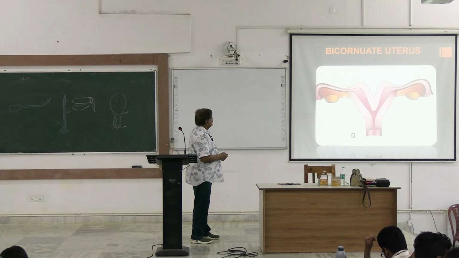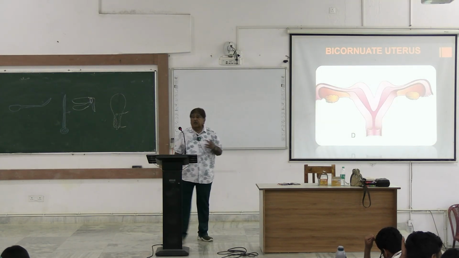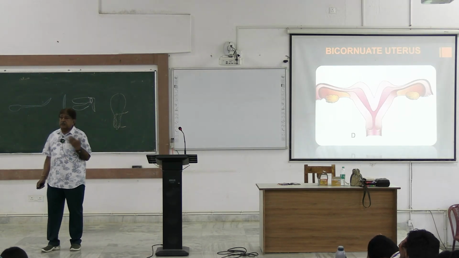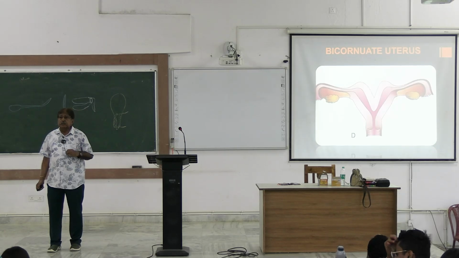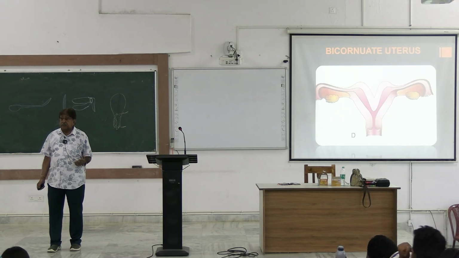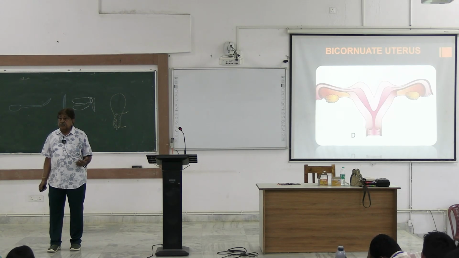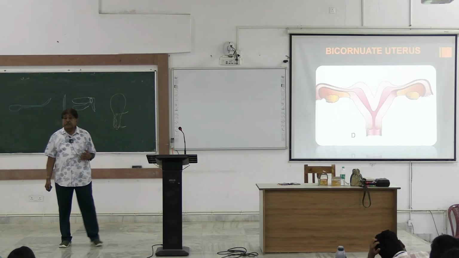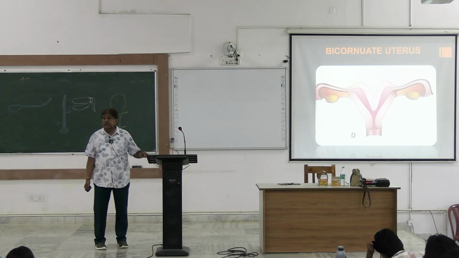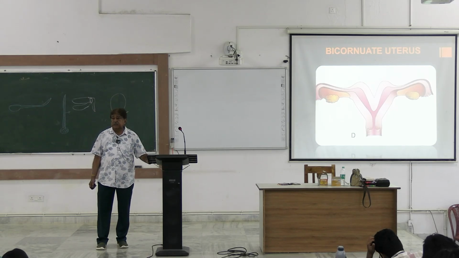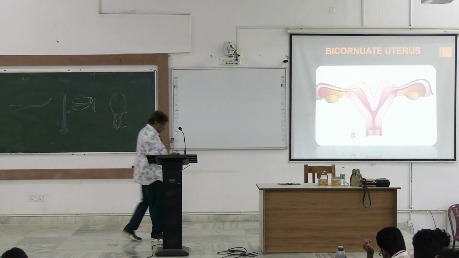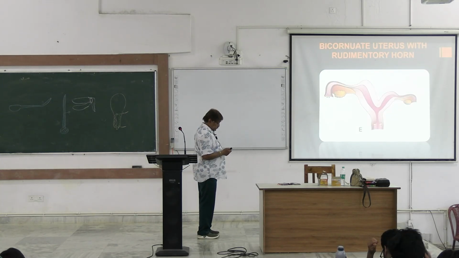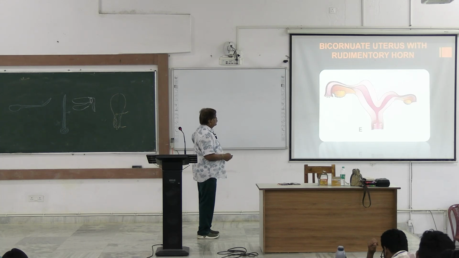Bicornuate uterus. You will come across USG reports. Suspect a bicornuate uterus when a female has lost 2 pregnancies but has not had an ultrasound. You order an ultrasound, and also order a hysterosalpingography, HSG. Now, bicornuate uterus with rudimentary horn. The bicornuate, but this is rudimentary.